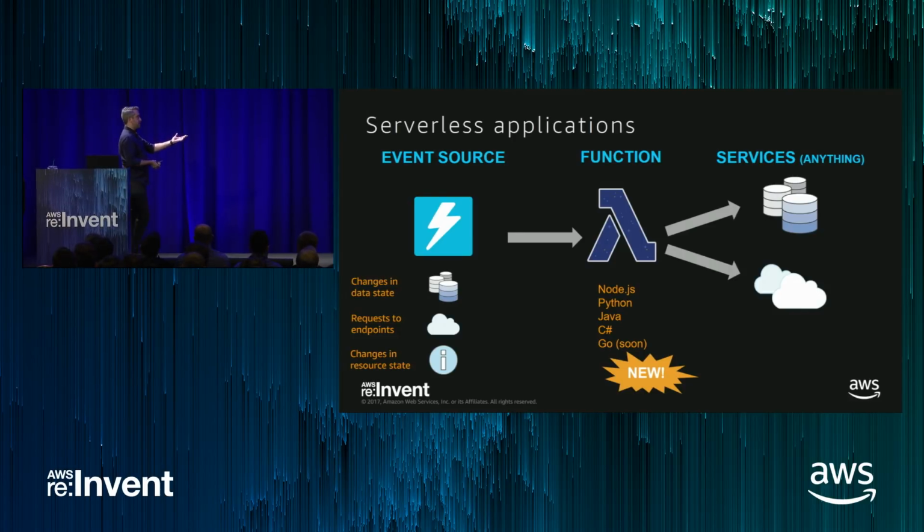And so these event sources that we have could be things such as changes in data state, requests in endpoints, or changes in resource state. So there's a lot of different ways that you can glue together serverless applications. And so this week you've heard about everything from how you could build serverless web applications, to IoT workloads, to streaming data and analytics, to operational development tooling, all of these things that can plug together and invoke Lambda functions, helping you build these serverless applications.